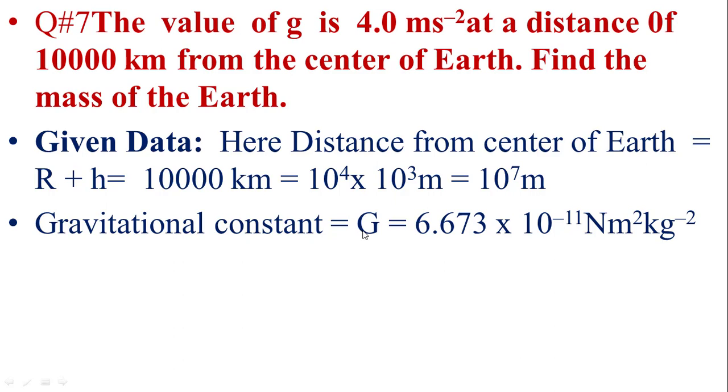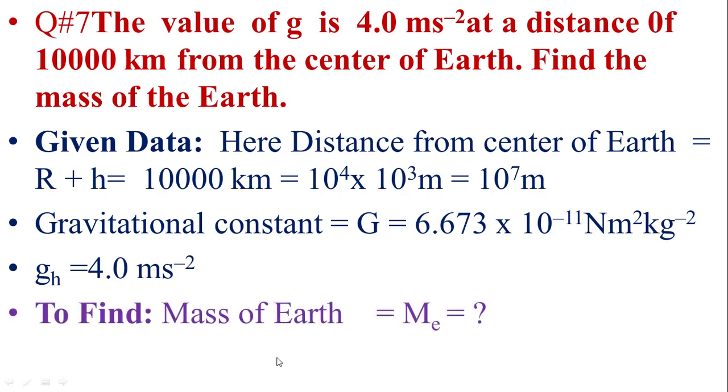Gravitational constant, the value of capital G is equal to 6.673 multiplied by 10 raised to power minus 11 Newton meter square per kg square. The value of gravitational acceleration g_h at height h is equal to 4 meter per second square. To find mass of Earth M_E, now we will calculate the value of mass of Earth.